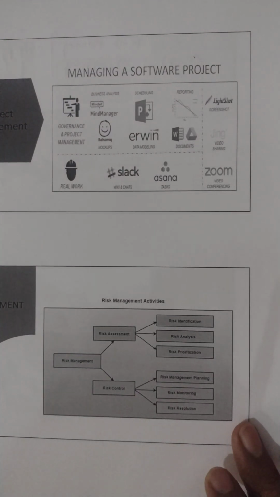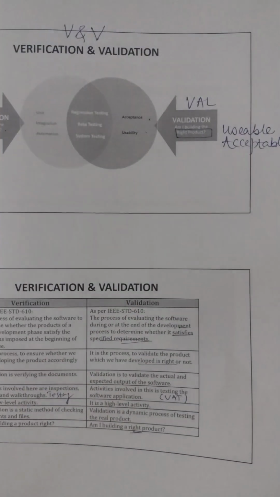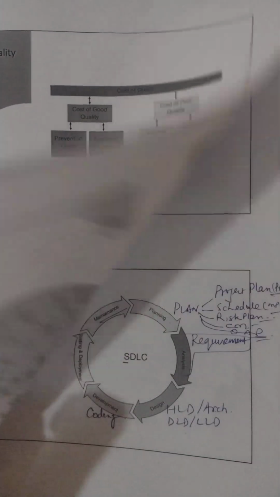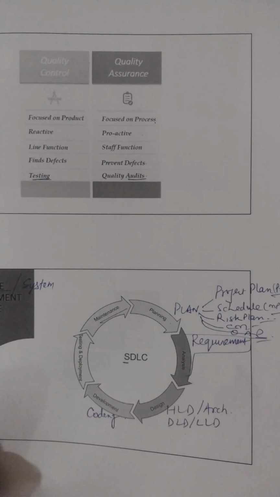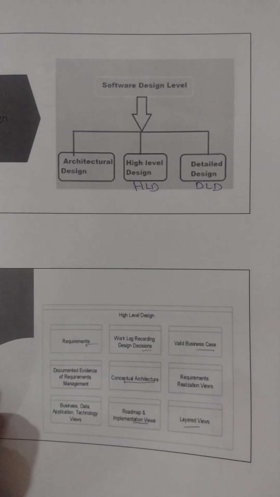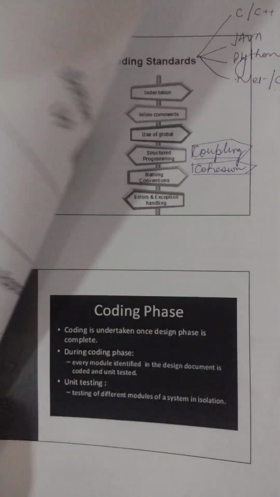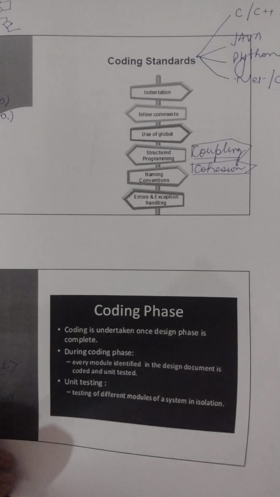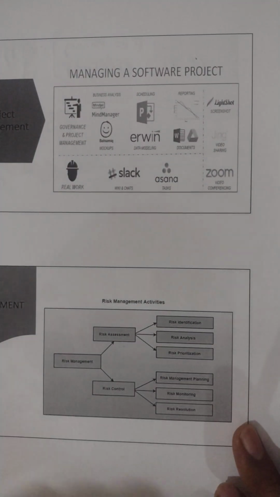Welcome back. So in the last video, friends, we have seen the basics of software testing and how V&V is defined, what the difference is, what the COQ, cost of quality, is, what the difference between QA and QC is, how a typical SDLC works, then various stages like RS, design, coding, HLD, DLD, then top down approach, bottom up approach. All we have studied in the last video.